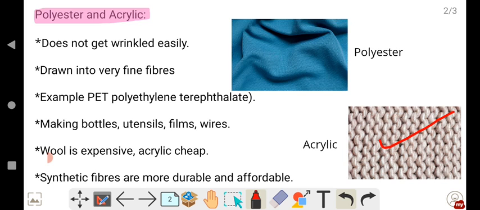Then these synthetic fibers, that is polyester, acrylic, nylon and rayon, are more durable. Durable means we can use them for a long period of time. And they are affordable also. Affordable means they are very cheap and easily available. We can purchase them because they are very cheap when compared to natural fibers.